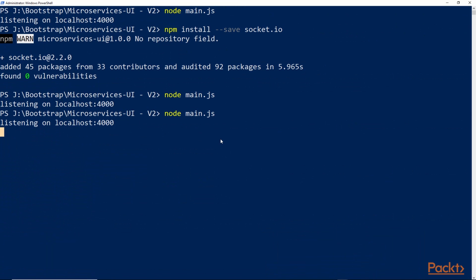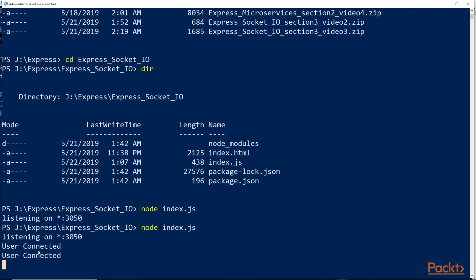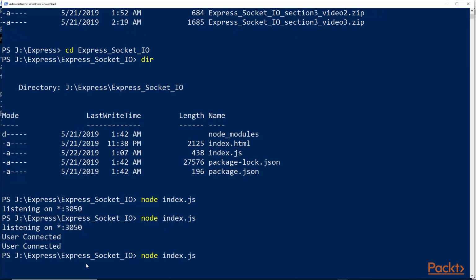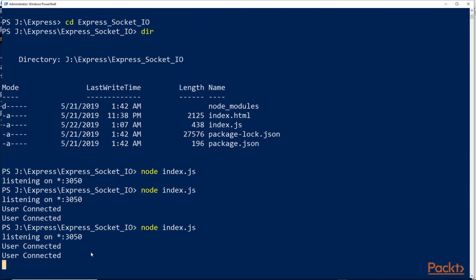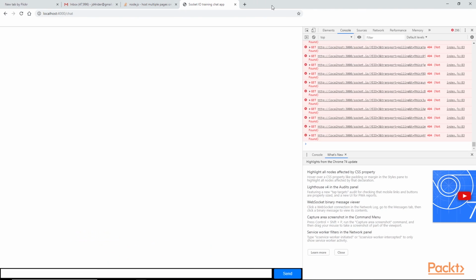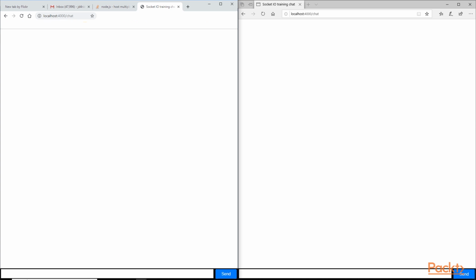Our Mongo client is running right now. There it is. Port 4000 is running, and 3050 is running, and it's saying the user's connected. I'm going to stop it and restart it again. So let me pull up the chat application here, exit out of that, and we see that across the two, it is working now.